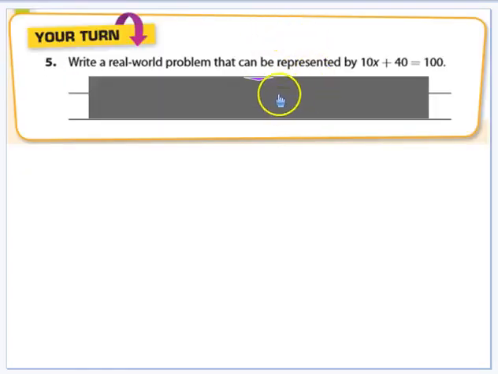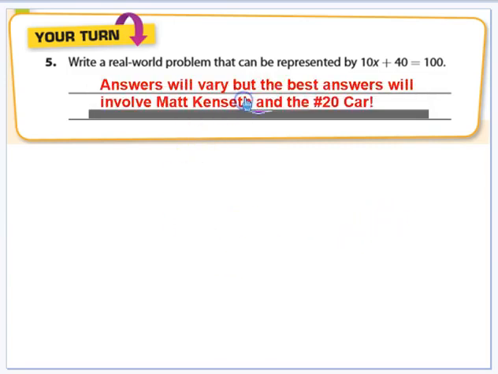Write a real world problem that can be represented by 10 times x plus 40 equals 100. Okay? So, I bought a bunch of shirts that cost $10, and I bought a pair of shoes that cost $40. I ended up spending $100. The total amount that I spent is $100. Okay? So 10 times the amount of shirts that I bought plus the pair of shoes that was $40 equals 100. Okay? Simple as that.